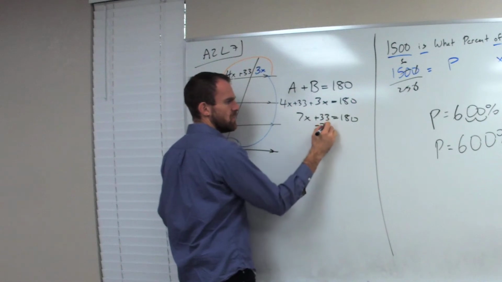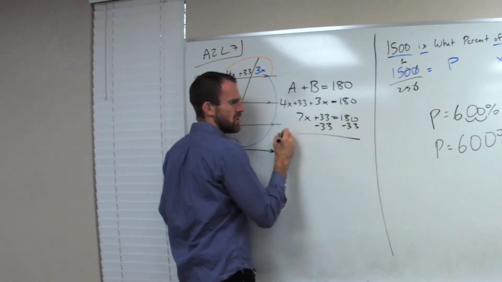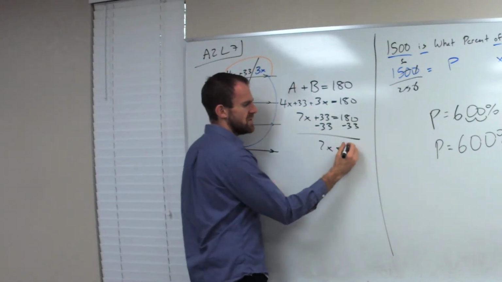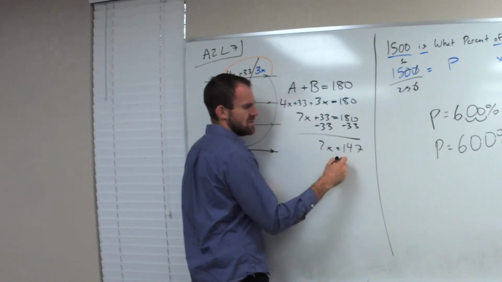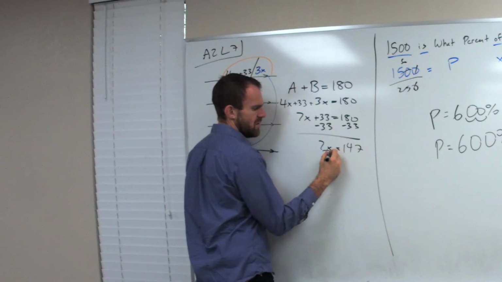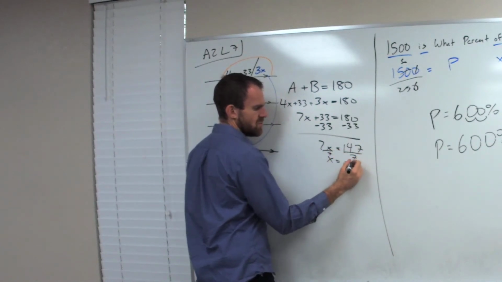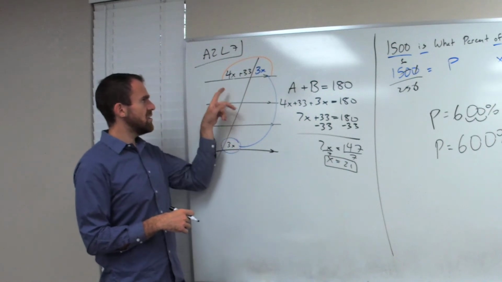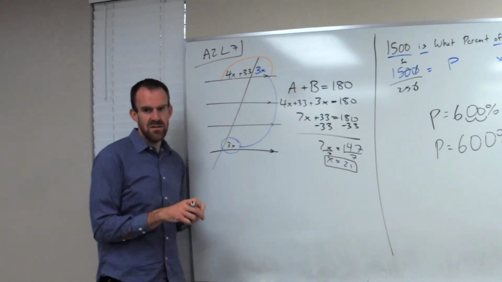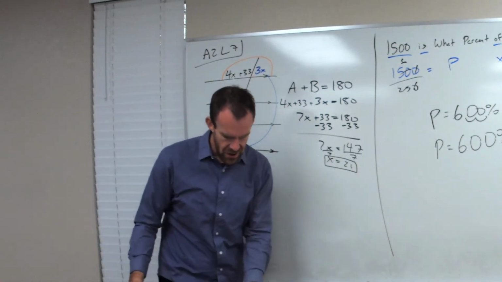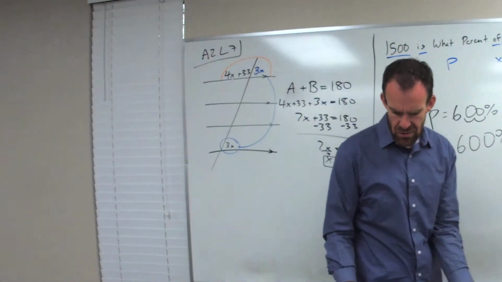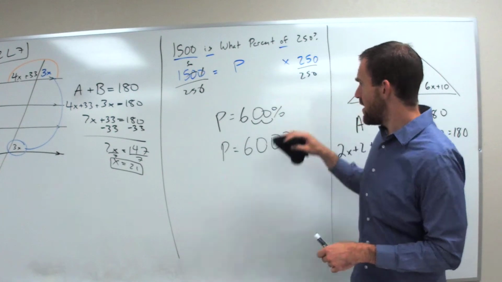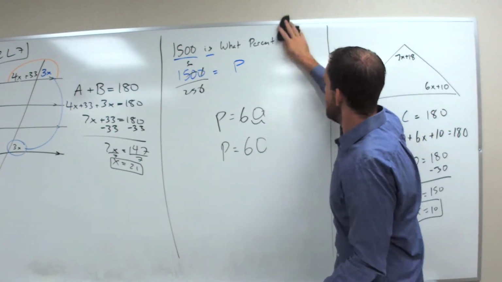Subtract 33 from both sides. Painfully showing our work. 180 minus 33 is 147. And let's divide by 7. That looks like 21. Okay, they could ask you to find these two angles now. All you do is plug in 21. Now, this is probably the hardest problem and the newest problem that you haven't seen before. So pay close attention to this one.